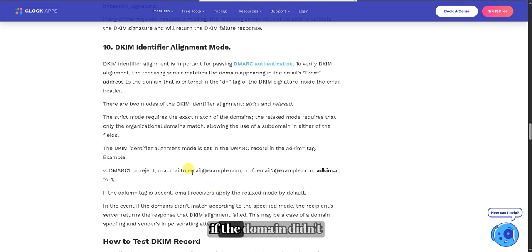In the event the domain didn't match according to the specified mode, the recipient server returns the response that DKIM alignment failed. This may be a case of domain spoofing and sender impersonation attack.